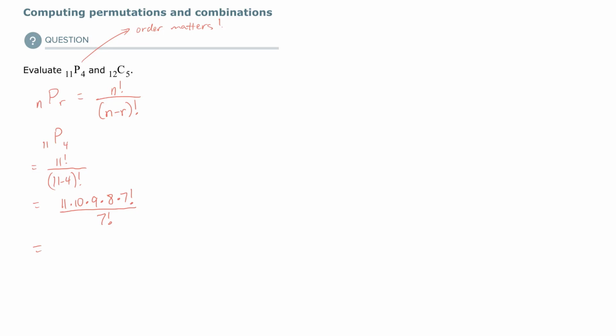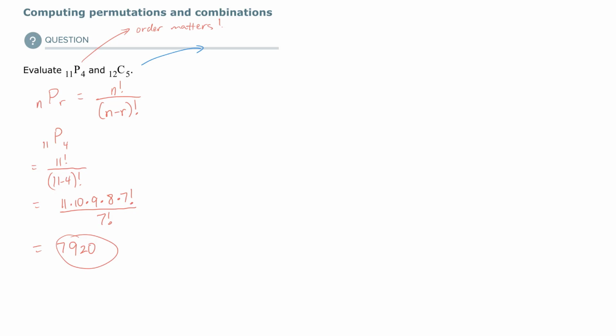11 times 10, that's of course 110, and then multiply it by 72. And we get 7,920. So lots of different permutations here, when there's a sample of 11 and we permute 4 of them at a time. Let's give this a little bit of context.